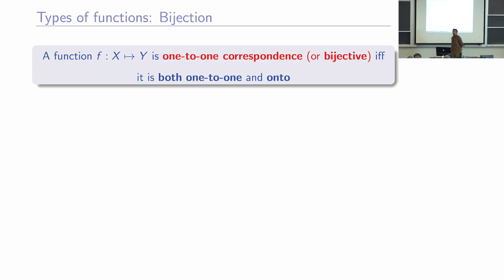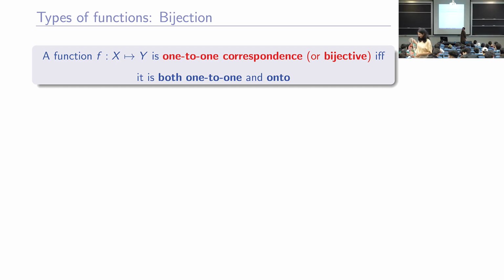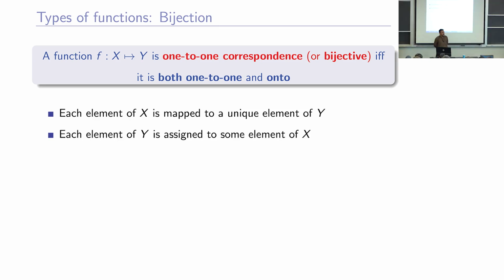Okay, one more thing. A function is called a one-to-one correspondence or a bijective function or a bijection if that function is both onto and one-to-one. So a one-to-one function and an onto function, if a function has both of these properties, then that function is called a bijective function or a one-to-one correspondence. So what does one-to-one mean? Every element in the domain is mapped to a unique element.